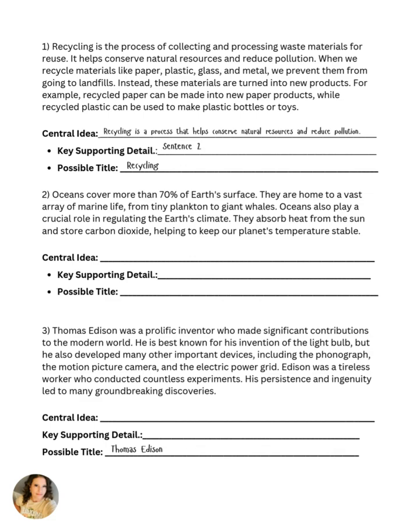Let's read paragraph two. Oceans cover more than 70% of Earth's surface. They are home to a vast array of marine life, from tiny plankton to giant whales. Oceans also play a crucial role in regulating the Earth's climate. They absorb heat from the sun and store carbon dioxide, helping to keep our planet's temperature stable.